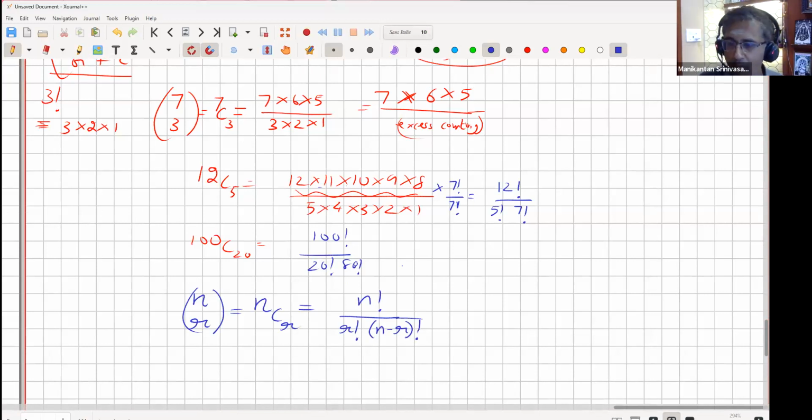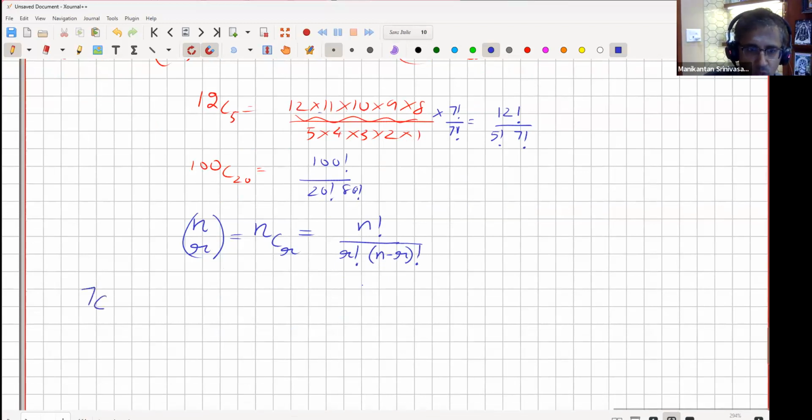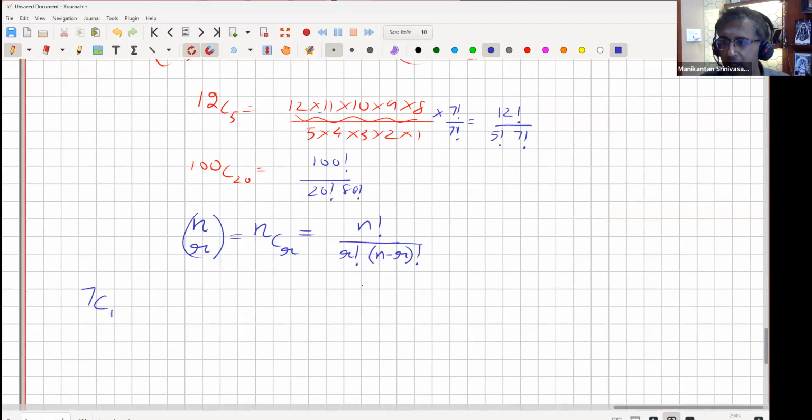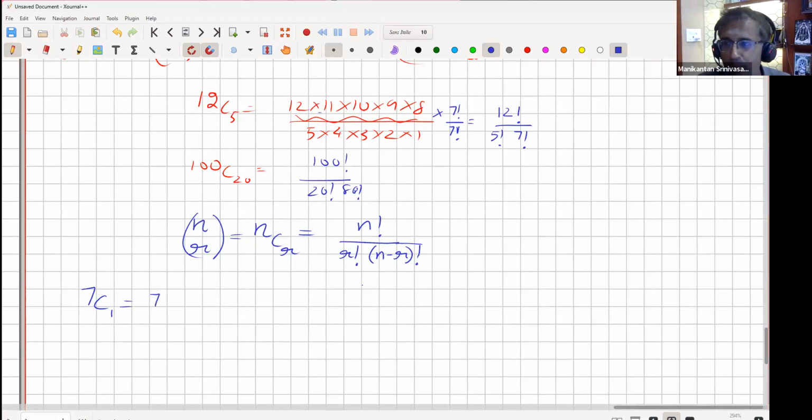Okay, this is clear. Now let's do some basic operations with choosing. Suppose I have 7 choose 1. What is the meaning of this? You don't have to always go with the formula. Of 7 people, how many ways can I select 1? Any kindergarten child will tell you that's 7 ways. It's a no-brainer. There are 7 people, I have to pick one. It can be in one of the 7 ways.